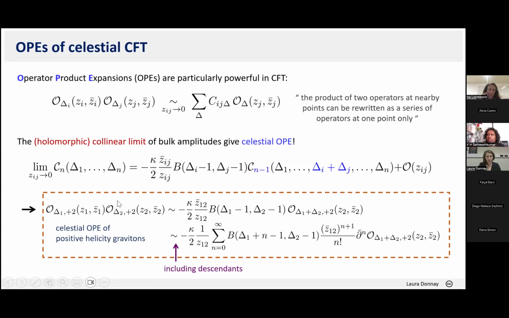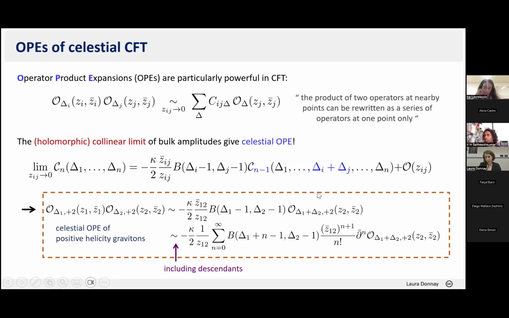So, essentially this is what it's telling you: the insertion of these two operators, when they come very close to each other on the celestial sphere, is the same as inserting a single operator O, but now of dimension delta 1 plus delta 2, because of this thing in blue here. And the plus 2 just means, as Eva asked about, that I'm writing the OPE of two gravitons, so they have spin 2 of positive helicity, so plus 2 plus 2.